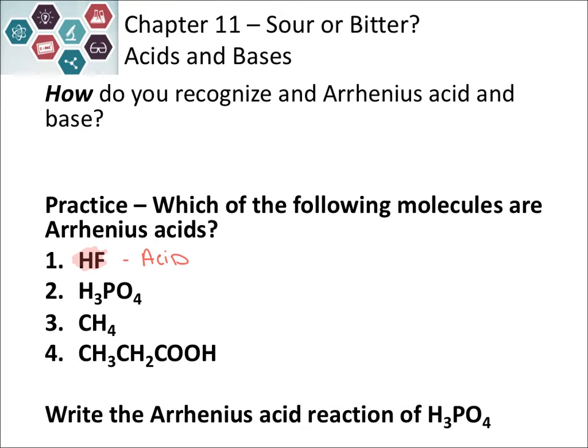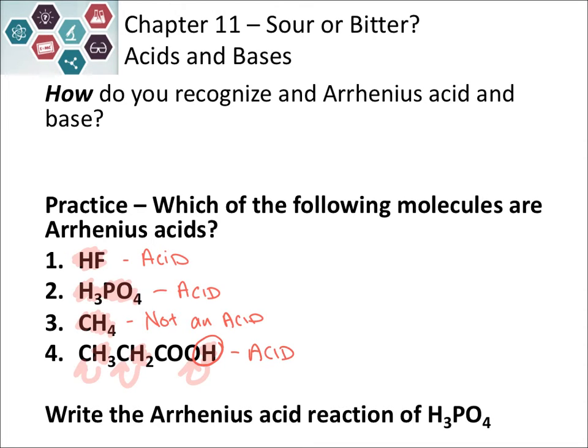The second example, we have hydrogen with PO4. PO4 is a polyatomic, so hydrogen with polyatomic is also an acid. Third example, CH4. Hydrogen on carbon is not an acid. And then this last example, we have these 3 hydrogens on that carbon, these 2 hydrogens on that carbon, this hydrogen on an oxygen. So the 1 hydrogen that is on the oxygen is considered acidic, so this is an acid.